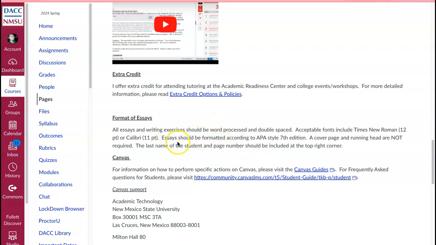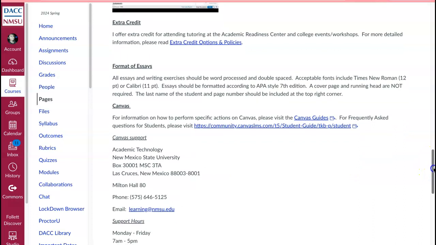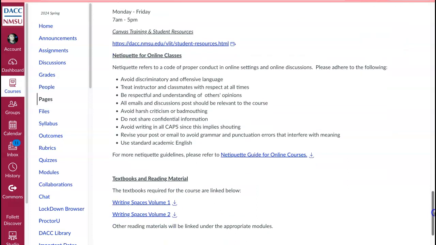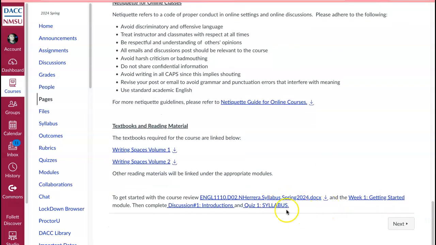As far as the format of essays, they should be formatted according to APA style. You can either use Times New Roman 12-point font or Calibri 11-point font, and we are using APA 7th edition. So if you have any questions about Canvas or you need Canvas support, please make sure you contact these people. And again, we have links to the books.